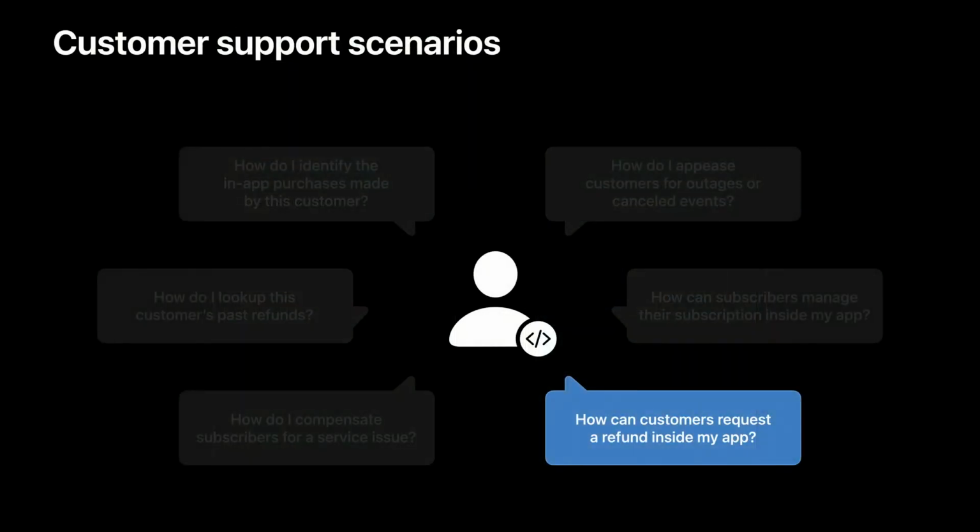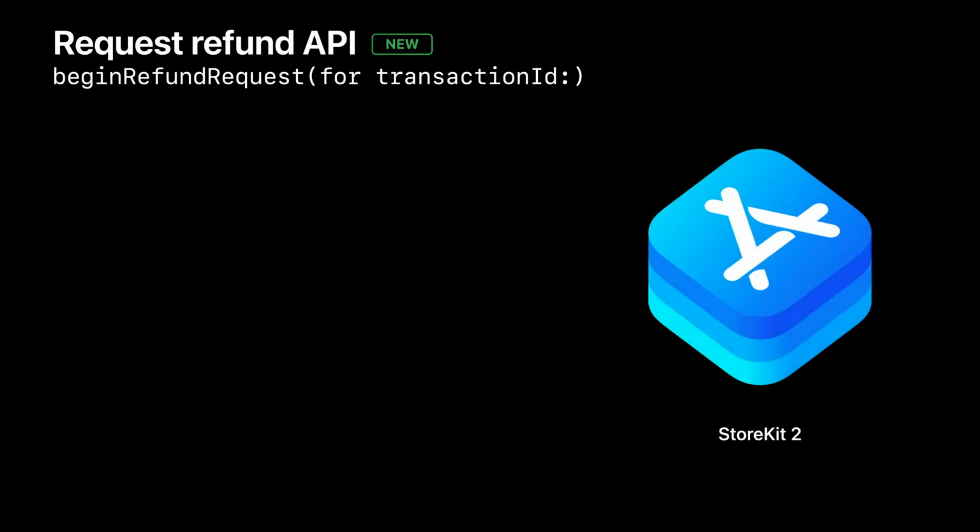Finally, if a customer is unhappy with their purchase and wants to request a refund, they shouldn't have to leave your app to get help. So how can you enable customers to request a refund inside your app? We are now introducing a new StoreKit 2 API called Begin Refund Request that enables customers to request a refund for an in-app purchase directly from within your app.